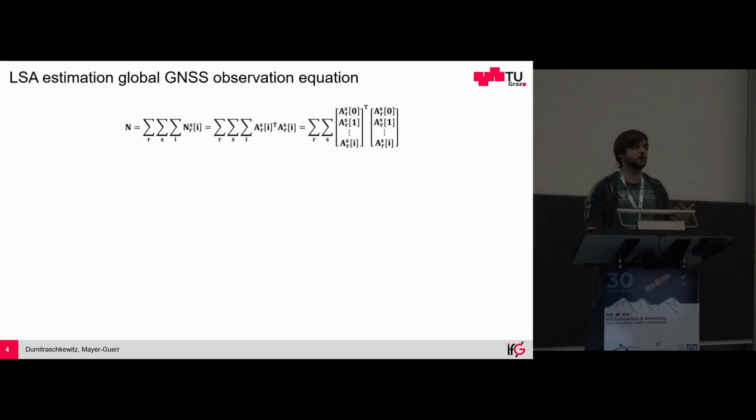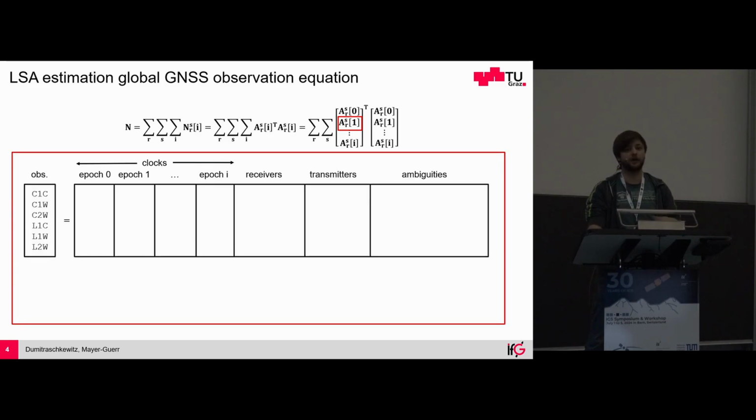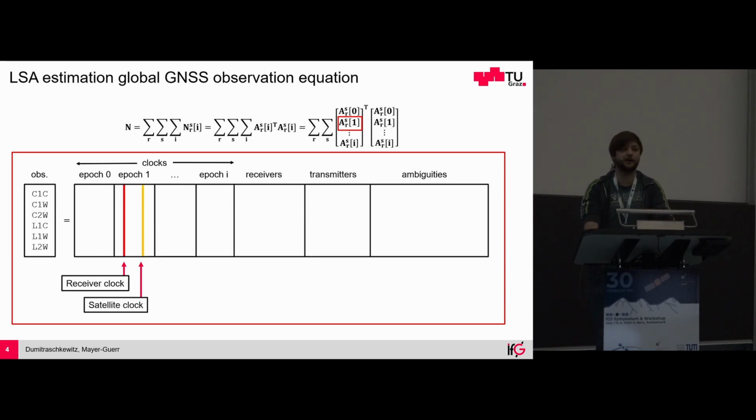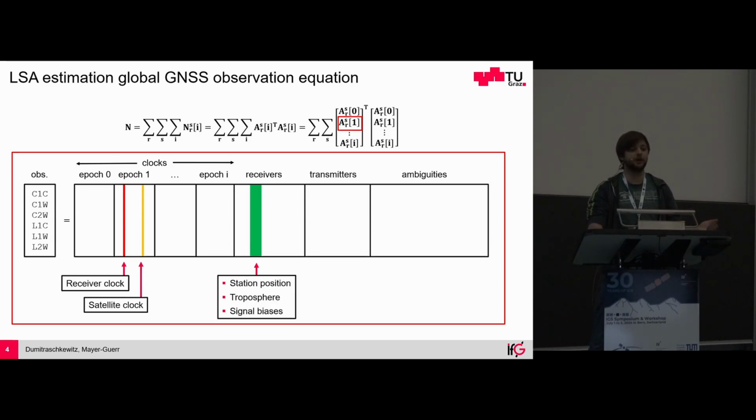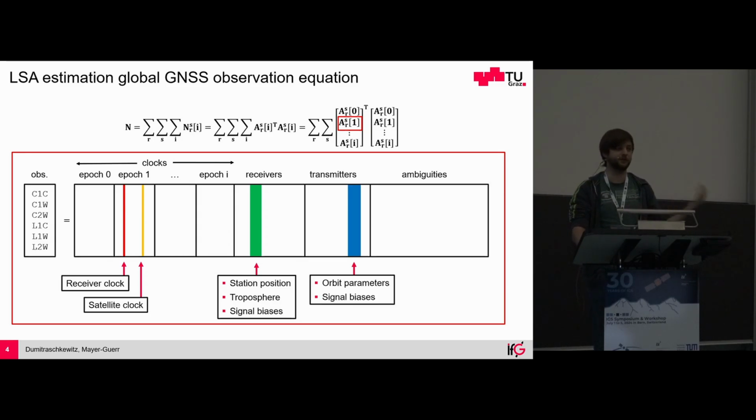But we at TUG apply the raw observation approach. This means we use every observation as observed by every receiver, and we don't do any linear combinations or any different strategies. Since we use a distributed memory system, we apply so-called accumulation of the normal equations. This means we use our design matrices, which are nothing else than, for one epoch, the relation between a receiver and a satellite, and we accumulate this over all epochs, as shown at the top.